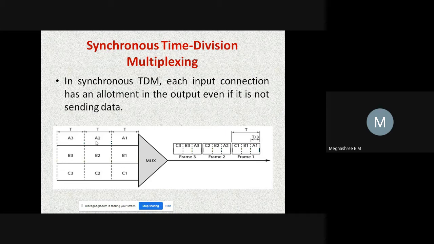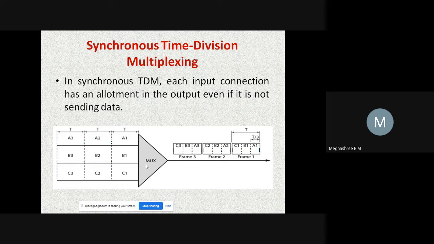Okay, and then A2, B2, C2 again occupies the second input time slot, and the same goes with the third unit. So I'm saying this is the input unit, right? A1, B1, C1, A2, B2, C2, and A3, B3, C3, right? This unit can be one bit of data, or one character of data, or one block of data. Okay, so this has to be multiplexed at the sender side.